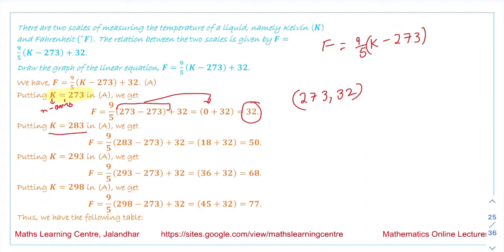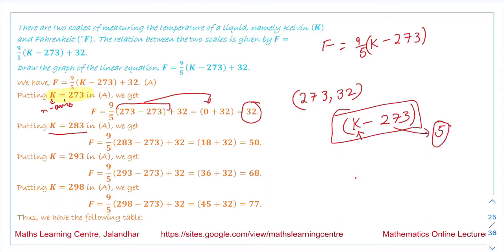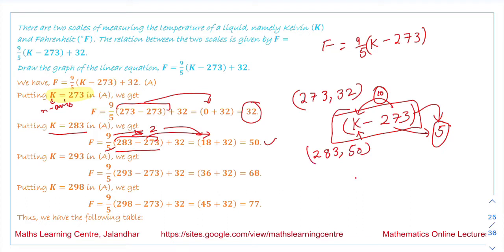Next, we are substituting K is equal to 283. Why 283? Because we have K minus 273, and in the denominator we have the term 5. So we want to make this a multiple of 5. To make this a multiple of 5, we are taking the next term 10 units apart. So we obtain 283 minus 273, which becomes 10. When these cancel out, this will become 2, and 9 times 2 is 18. So with the 32 added, the value is 50, so it is 283 comma 50.